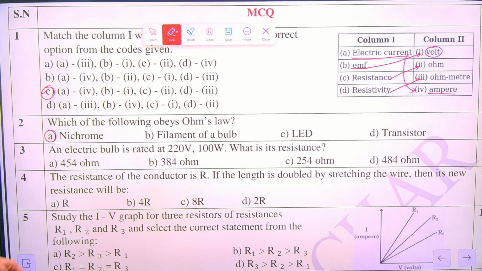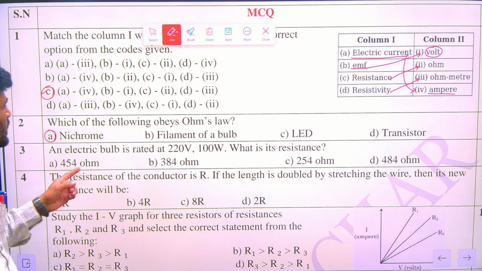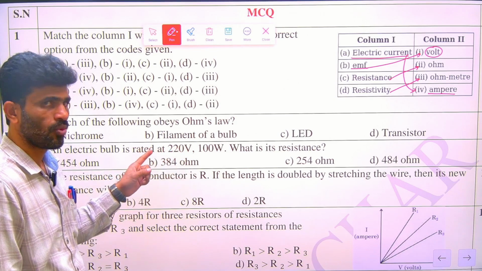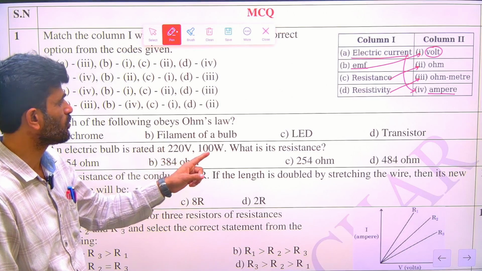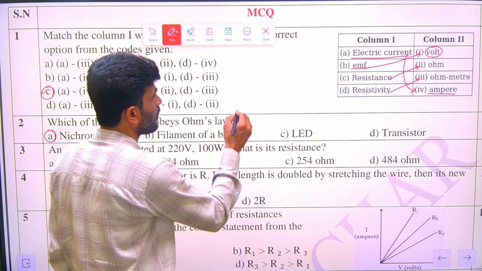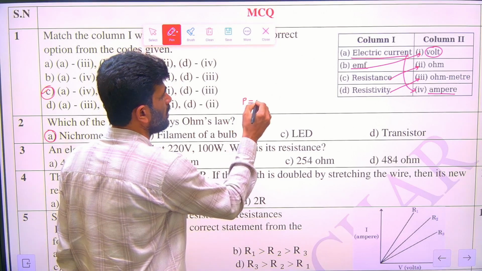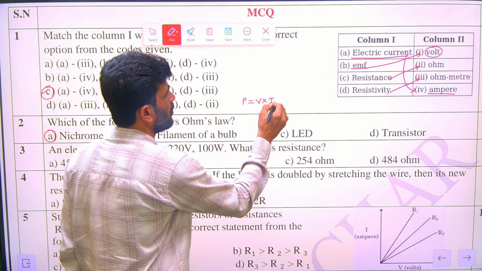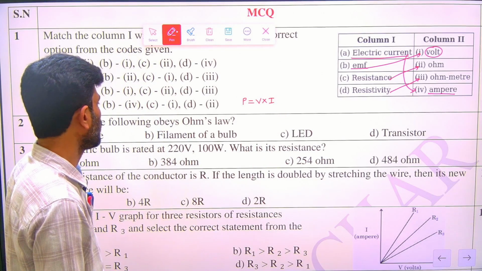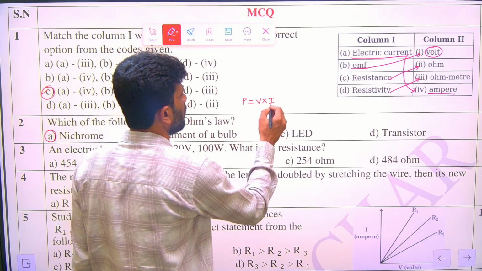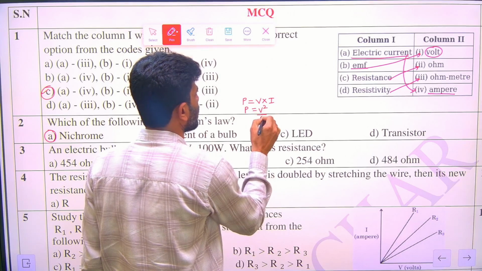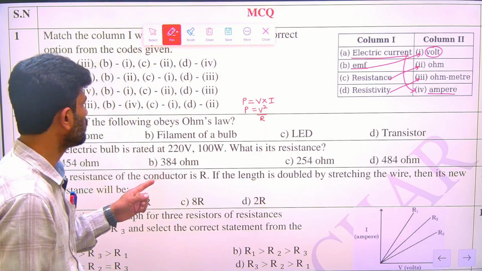Question number 2 done. Now question number 3. An electric bulb is rated 220 volt, 100 watt. The voltage of the bulb is given, the power of the bulb is given, and we have to find the resistance. There are two methods. One is you can use the formula P is equal to V into I, but in this we do not know I, so first we have to find I. Or another one, we also have P is equal to V square by R.